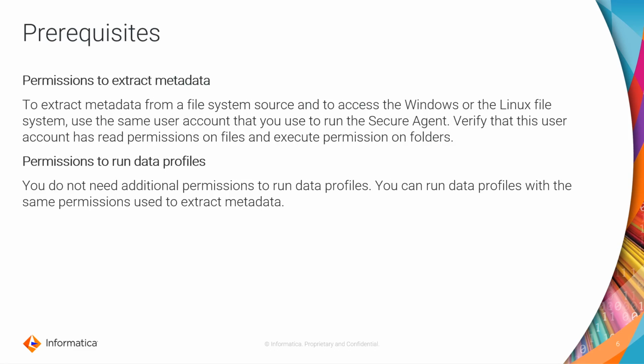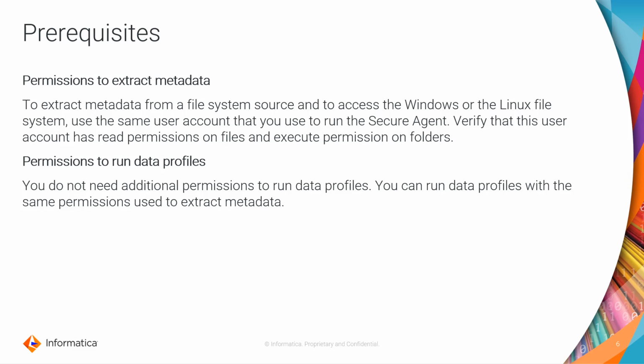Moving on to the permissions required to configure the file system catalog source. We need access to the Windows or the Linux file system with the same user account that we use to run the secure agent. We need to verify whether the secure agent user has read permissions on the files and execute permissions on the folders. We do not need additional permissions to run data profiles on the file system scanner, so the same permissions we use to extract metadata will suffice.